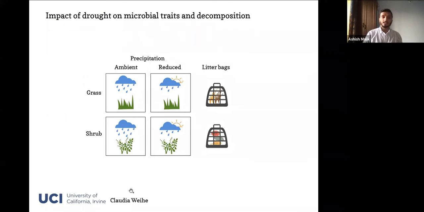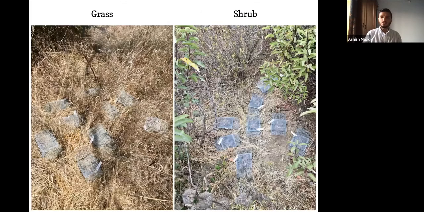And I have to really thank Claudia here, who works with Jen Martini, who helped me set up and coordinate the experiment. So what we did here was place the litter bags in these cages, and they were placed on the soil surface. So grass and shrub litter separately.